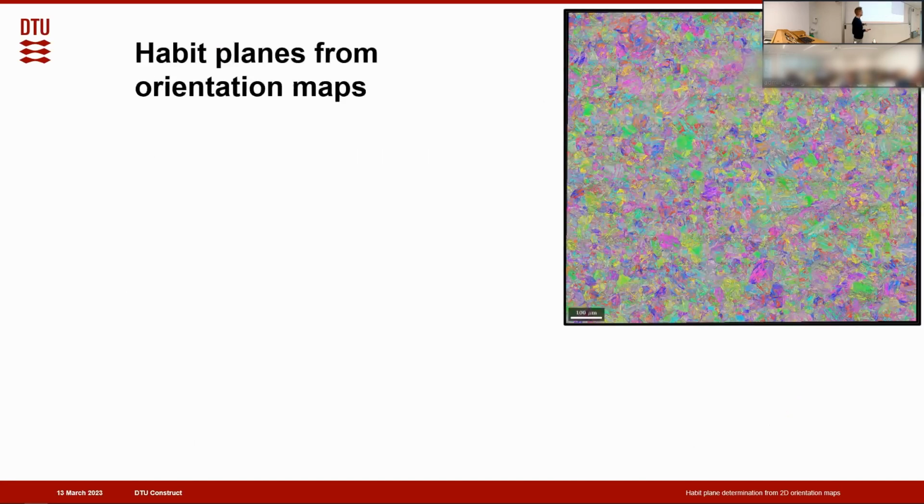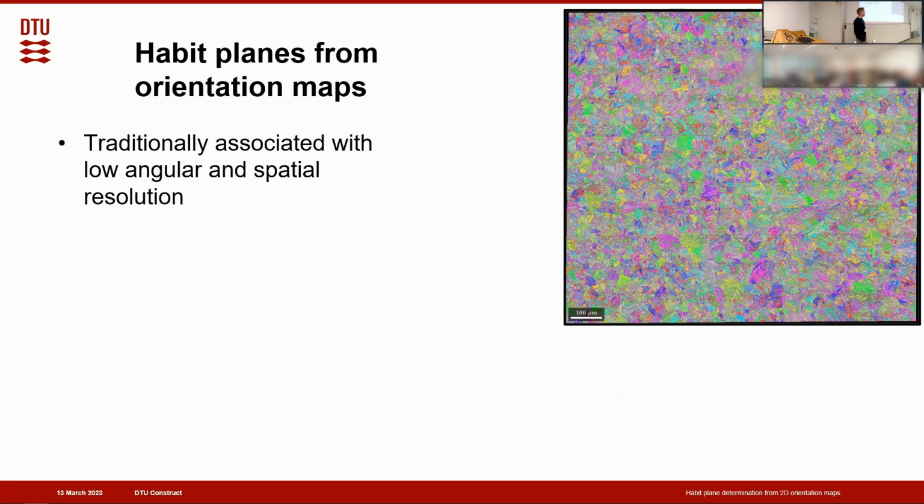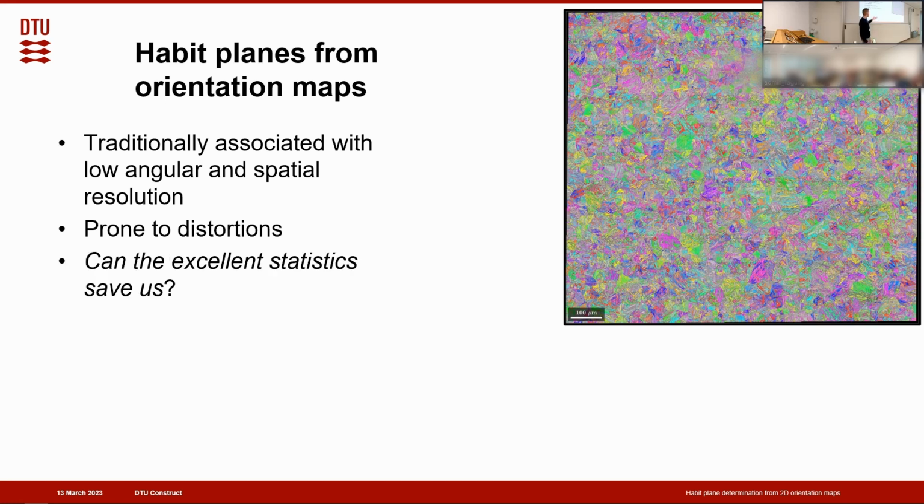So our thought was, okay, orientation maps are something we know. Can we not get a habit plane from orientation maps? This is a quite big orientation map of a martensitic microstructure, which our collaborator Tuomo has acquired for us. Traditionally, those orientation maps are associated with low angular and spatial resolution. They're also prone to distortions because they need quite a long time to acquire. Of course, the question is, can this really be accurate enough to determine the habit plane? And the word is out: no, it cannot be done. But we thought, of course, we have excellent statistics, so maybe that can help us in getting a good fit to the habit plane. And that's what we try to do in this project.